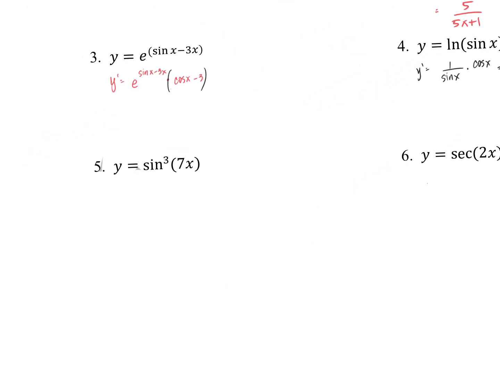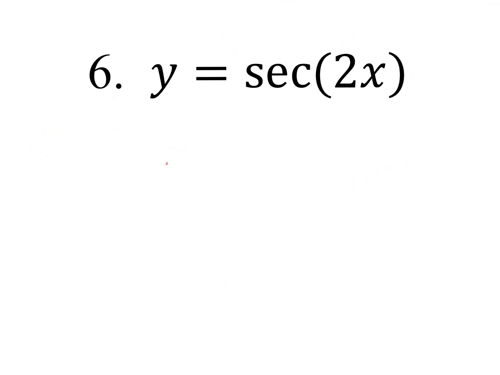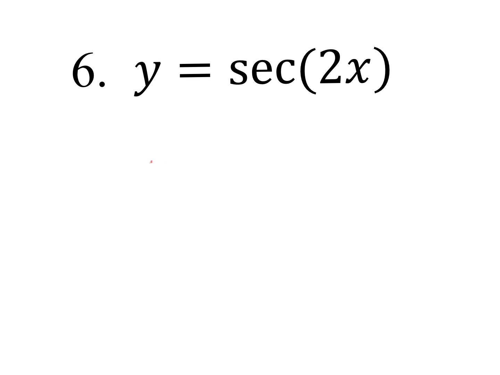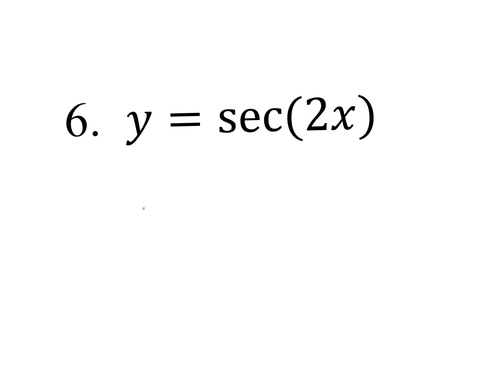Okay, we're going to skip 5 for Thursday. Let's go to 6. Just do 5. Secant. Which one's my outer? This one's my outer. This is my inner. The derivative of secant is secant tangent.